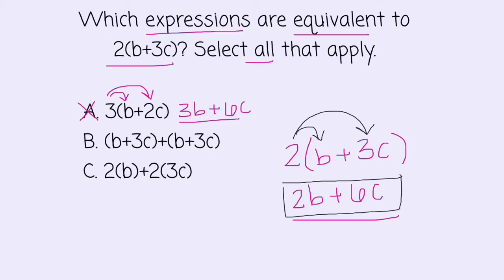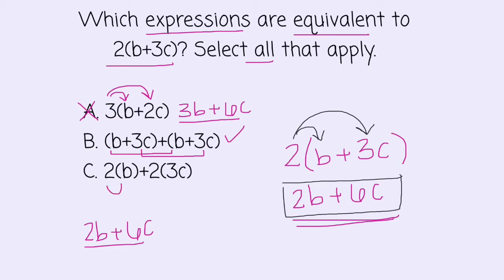B is adding b plus 3c plus b plus 3c. So in this case, we have to combine like terms, so we combine both b's and both c's. This will give us 2b plus 6c, which is the same as the one we have in our problem. So B can be one of the answers.